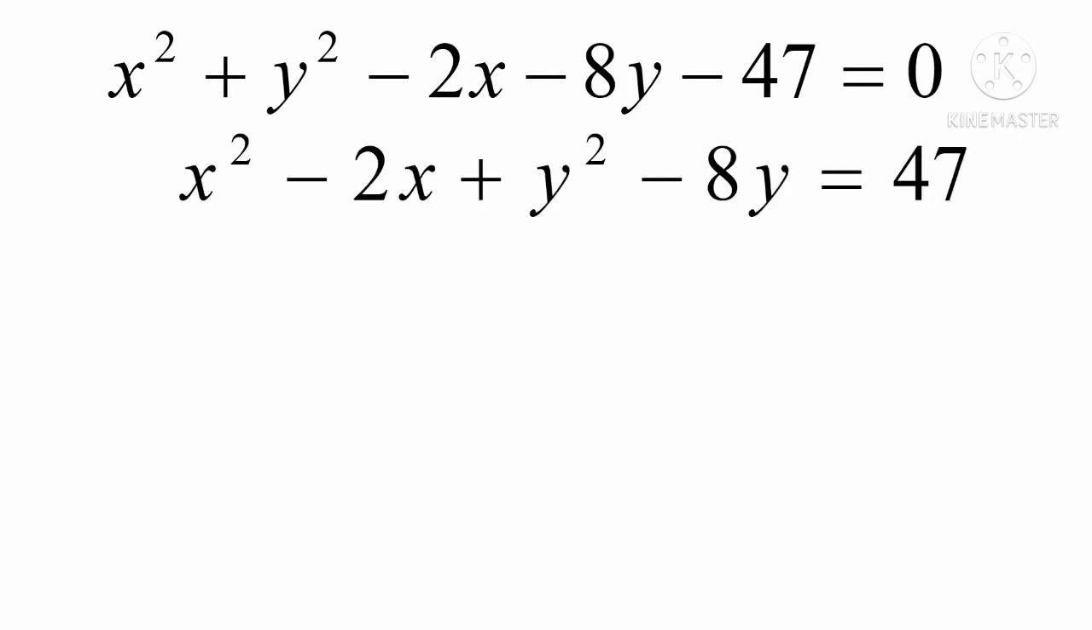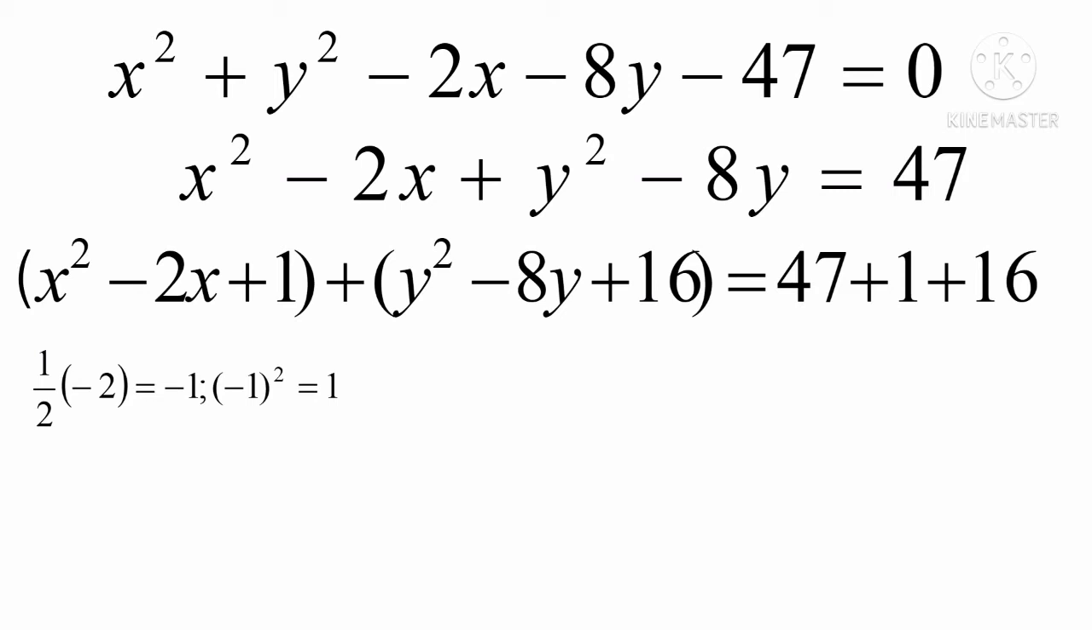With that, we combine the like variables: x squared minus 2x, and then y squared minus 8y, equal to 47. So to get the perfect square trinomial, one half times negative 2 is equal to negative 1. And then multiply by itself, negative 1 times negative 1, so we have positive 1. So you will add positive 1 to the given x squared minus 2x. If you add positive 1 on the right side, you will add also positive 1. So 47 plus 1.